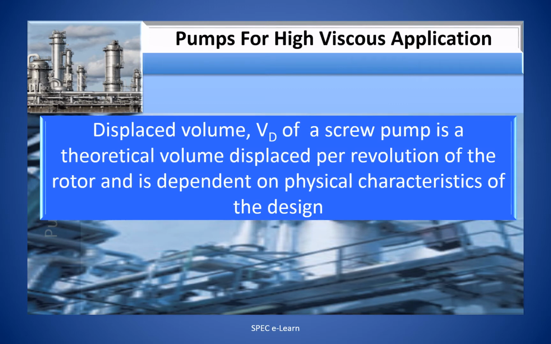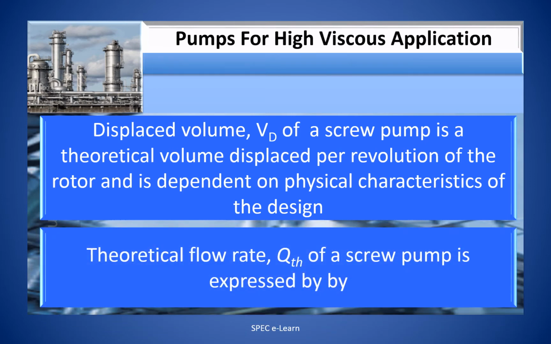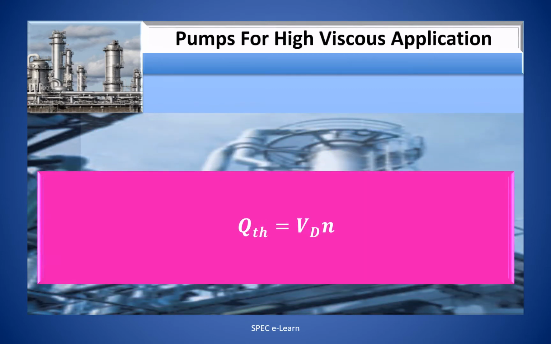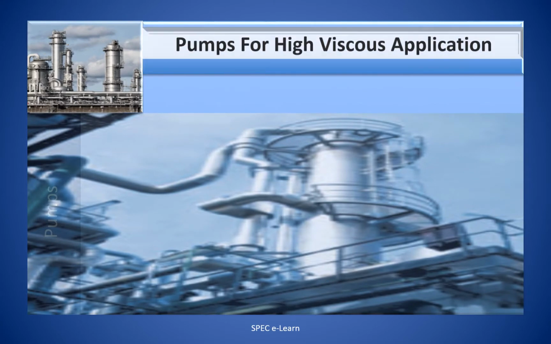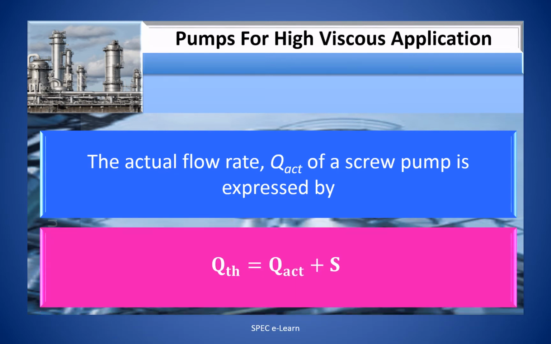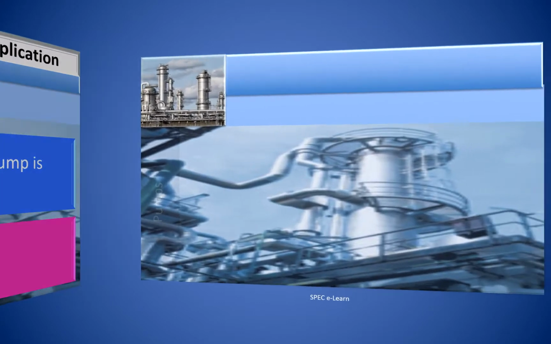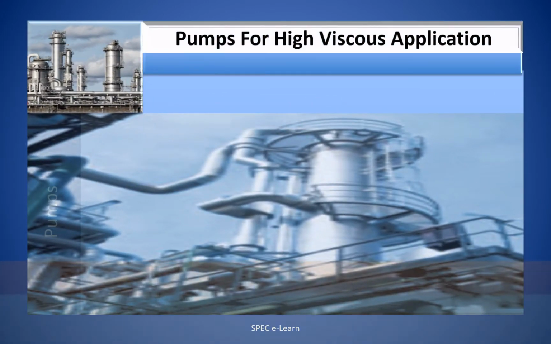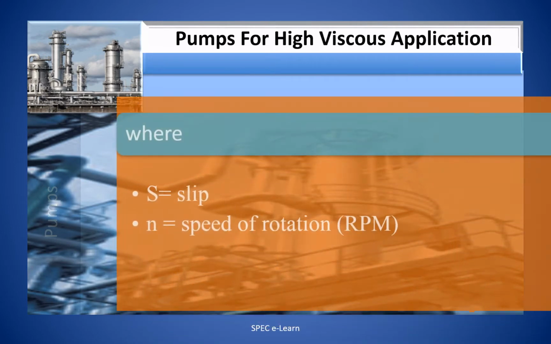The displaced volume Vd of the screw pump is a theoretical volume displaced per revolution of the rotor and is dependent on the physical characteristics of the pump design. The theoretical flow rate Qth of a screw pump is expressed by Qth equal to Vd times N. The actual flow rate Qactual is expressed by Qth equal to Qactual plus S, where S is the slip and N is the speed of rotation.